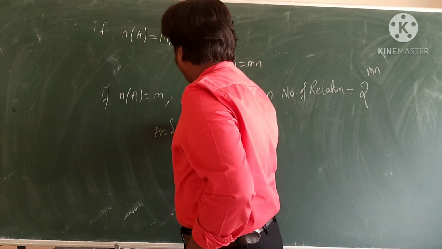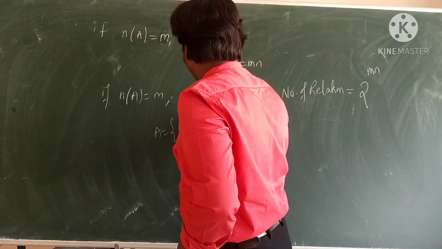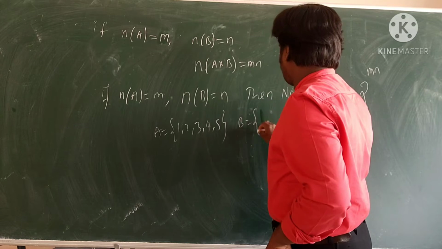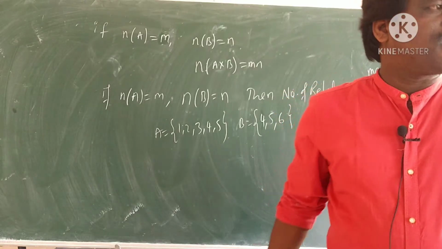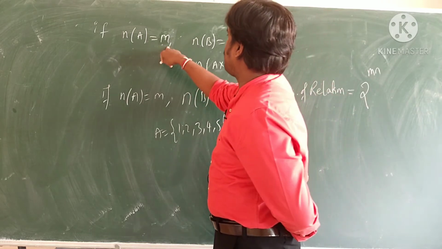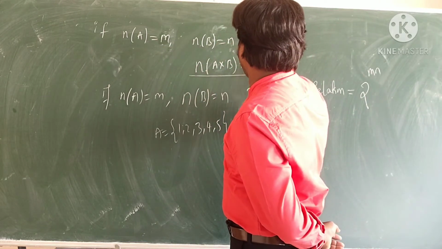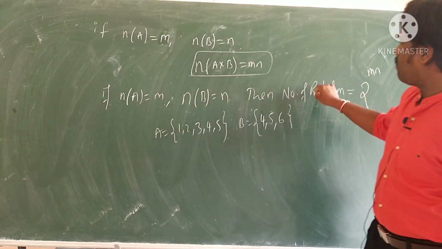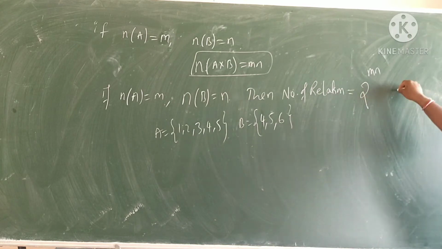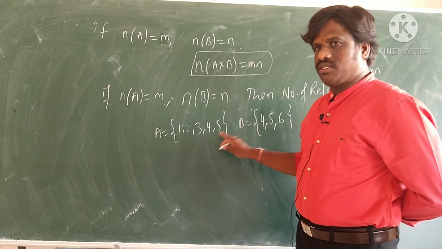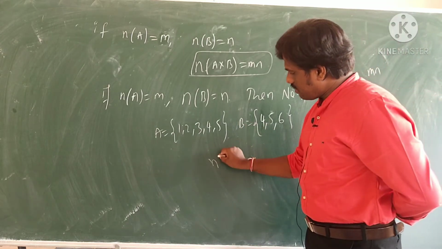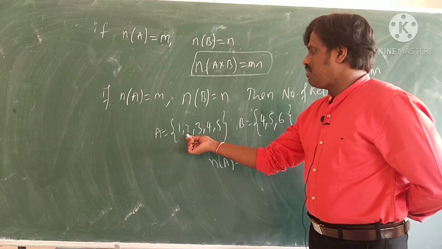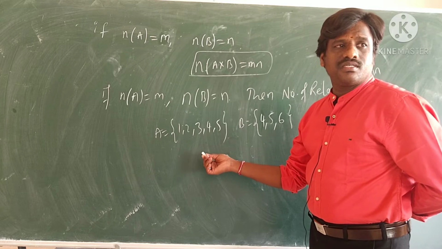Suppose A is equal to 1, 2, 3, 4, 5 and B is equal to 3, 4, 5. If A has m elements and B has n elements, the number of elements in A cross B will be m into n, and the number of relations is 2 to the power of mn. Now what is the number of A? Sometimes they use the word cardinal of A. Cardinal means the number of elements.